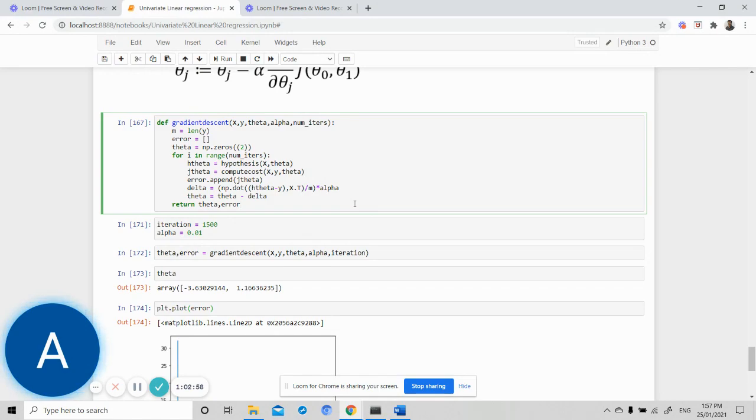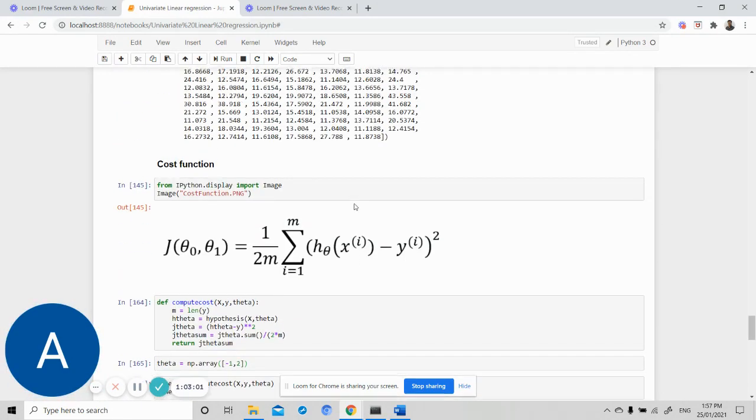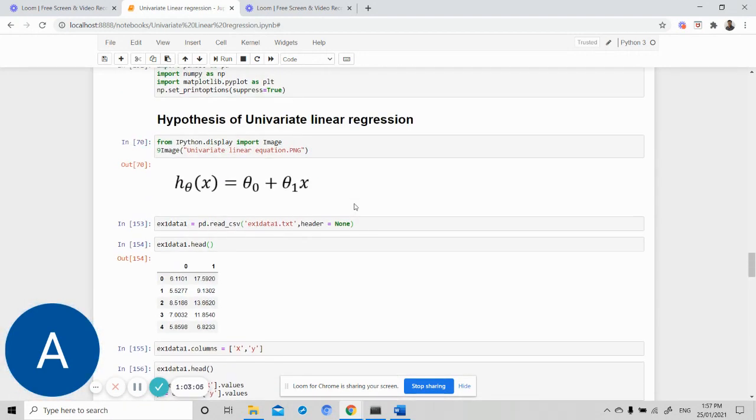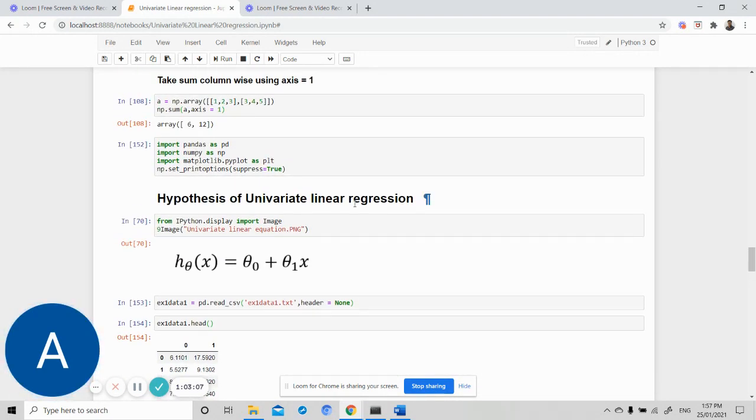So this is how we write gradient descent, cost function, hypothesis, and basic numpy. I have covered all these topics.